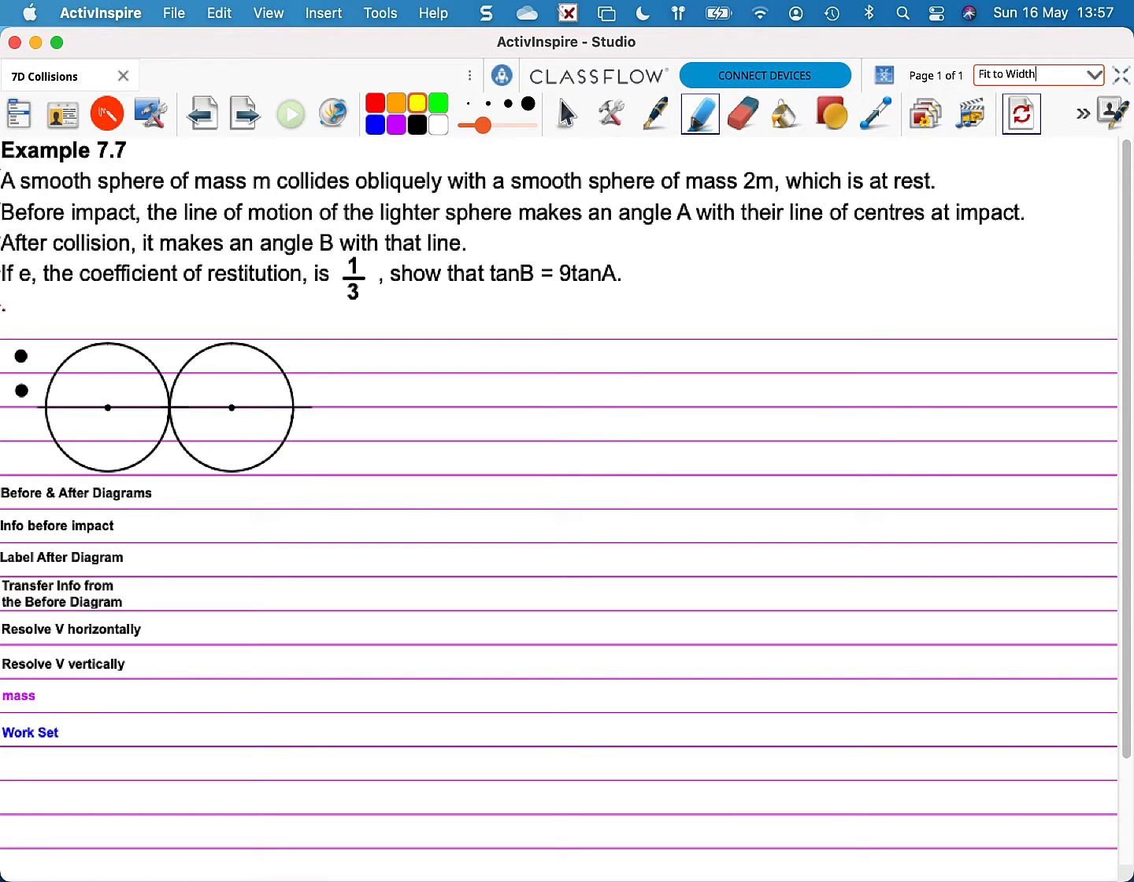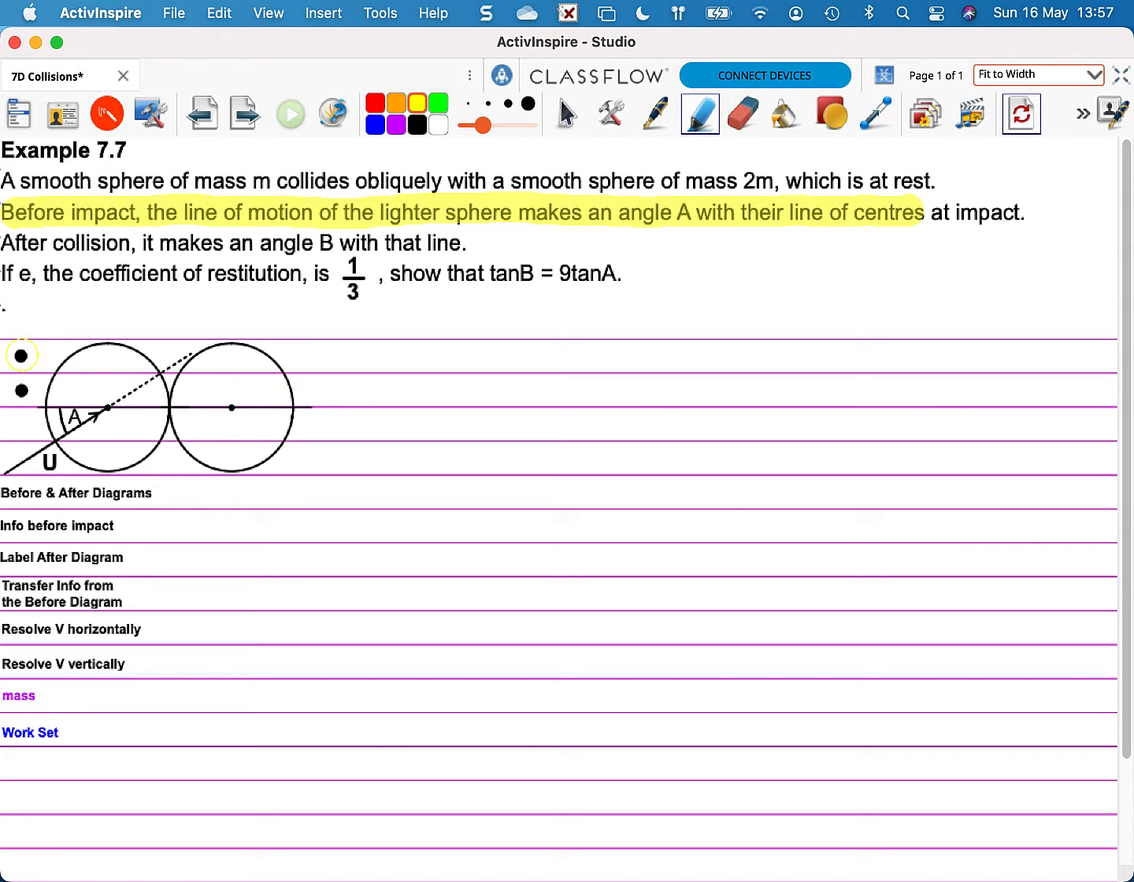So what we have here is before impact, the line of motion of the lighter sphere makes an angle A with the line of centers. So what that means is that it's approaching the first ball at an angle A to the line of centers, and we do not know what the velocity is, so we call it u.